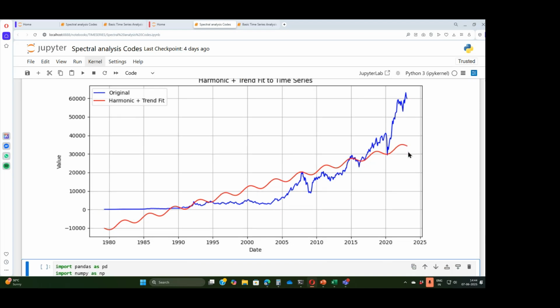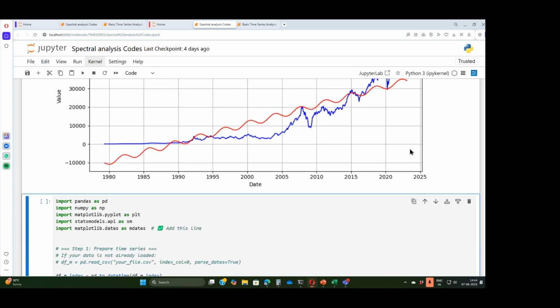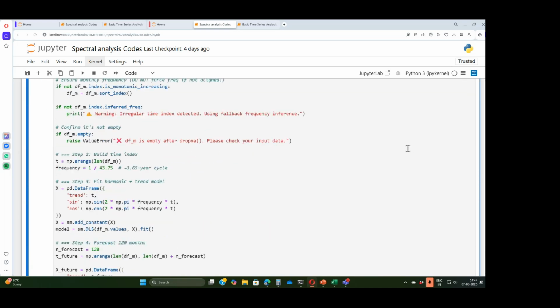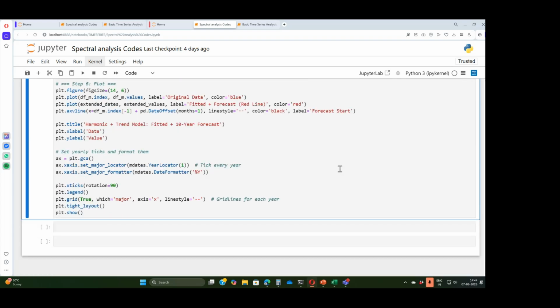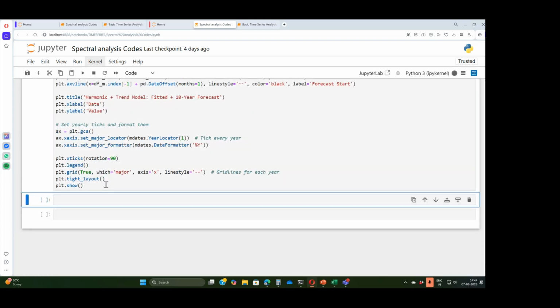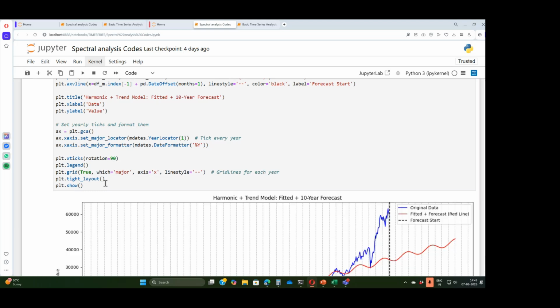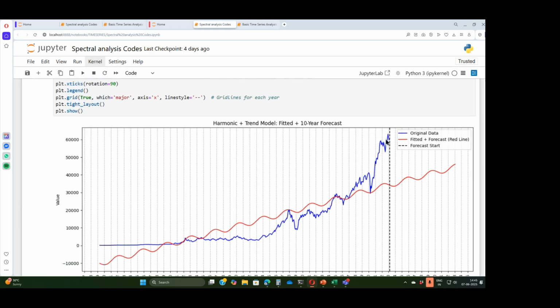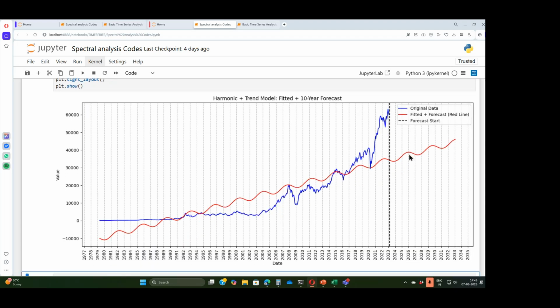Then I went into ChatGPT and said, please forecast it for the next 10 years. So all these codes, you don't have to worry. You can get it straight away. Only thing you have to tweak a little bit when it doesn't run. And then I find that this is what I get. This is where the series ends. And then what it says is, we are going to get a peak in 2026.